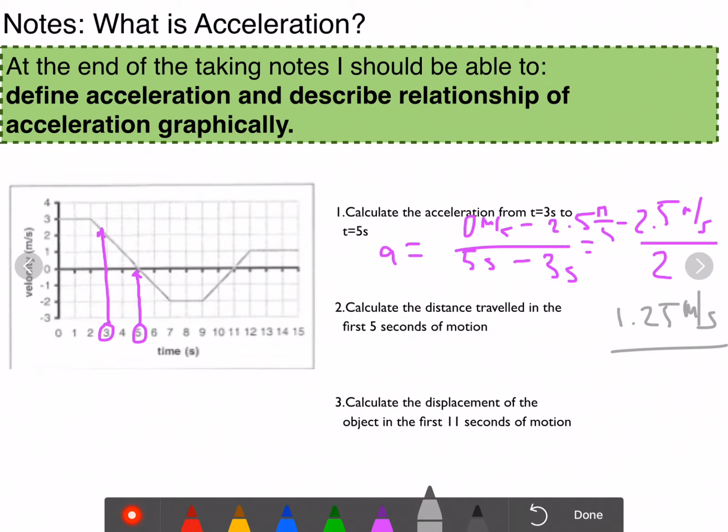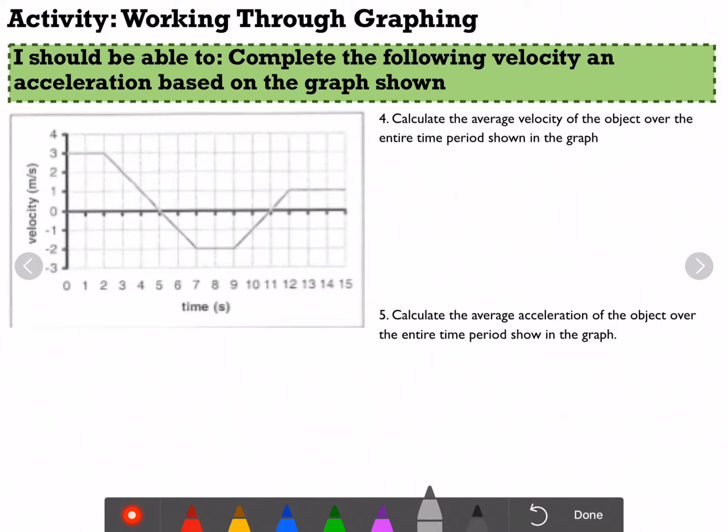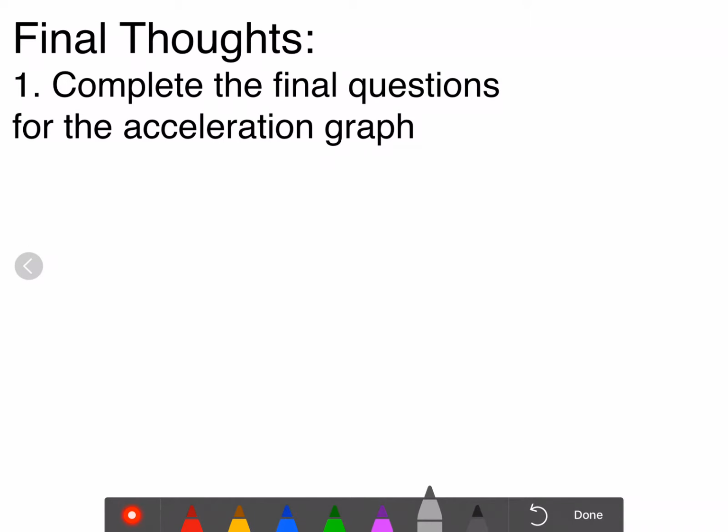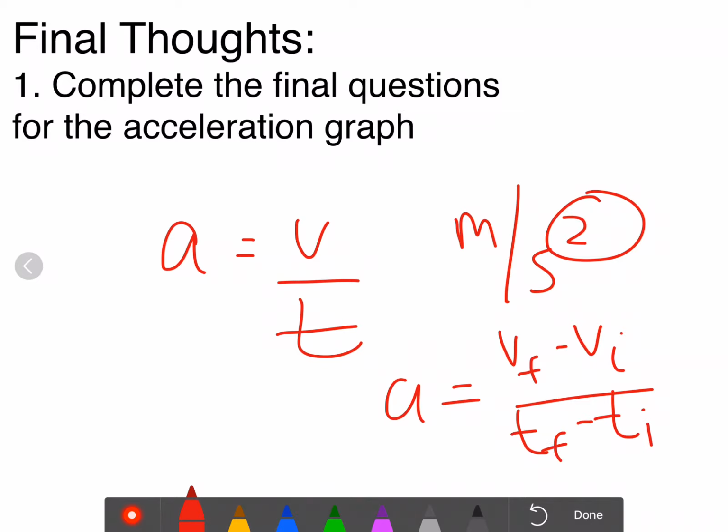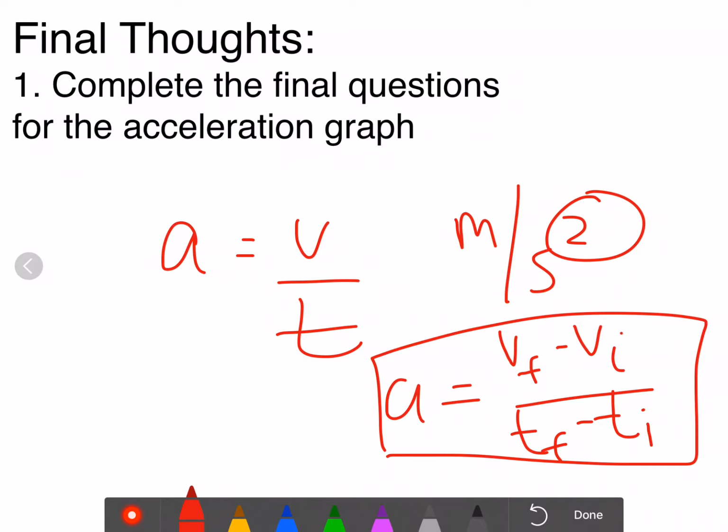You end up doing number 2 and 3. Same thing here. Any questions on this? I think you can go through these on your own. So the final thoughts with acceleration: acceleration is velocity over time. The unit that is important to remember is meters per second squared, and you can also use A is equal to V final minus V initial divided by T final minus T initial. Use this if you have more than one variable in each of the velocities and times. All right, let me know if I can help you.